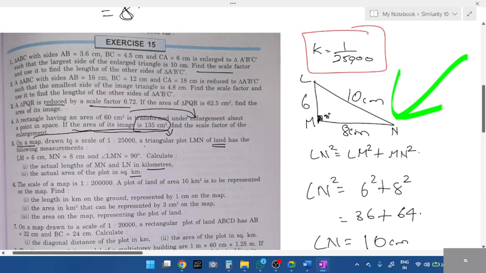Okay. Next, where is this image drawn? A triangular plot is drawn on what? Map or the actual image? This is on the map. Can you see centimeter is given? Only on a map will centimeters be there, students. Next. LM is 6 centimeters, MN is 8 centimeters. How did we find LN? Using which concept? Pythagoras theorem. Using Pythagoras theorem, we got 10. Now, what have they asked us to find? Actual length of LN in kilometers, students.